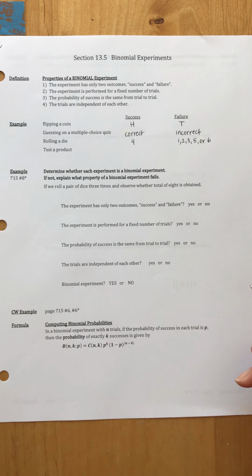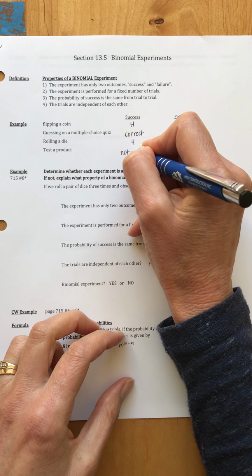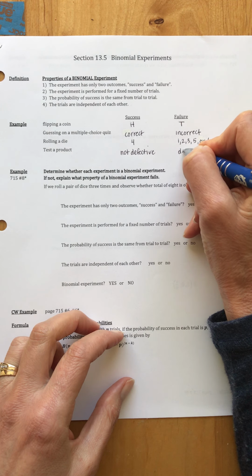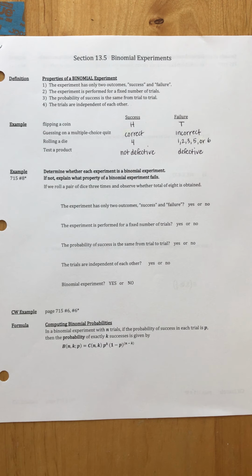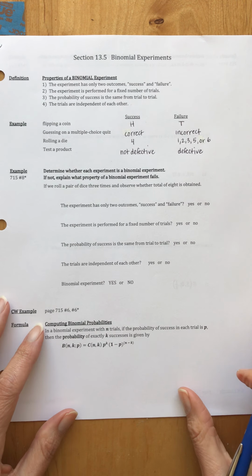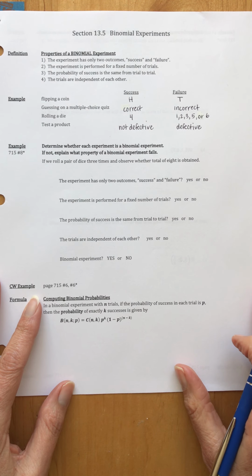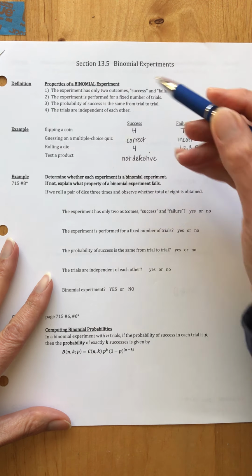Testing a product. So like you have an assembly line and you're pulling products off. Maybe success is not defective. And maybe failure is it's defective. Okay, so that's the idea of 2 possible outcomes. So let's move on and talk about whether or not we think these experiments are binomial or not. So it says, determine whether each experiment is binomial. If not, explain what property of the binomial experiment fails. So they are talking about these 4 properties here.